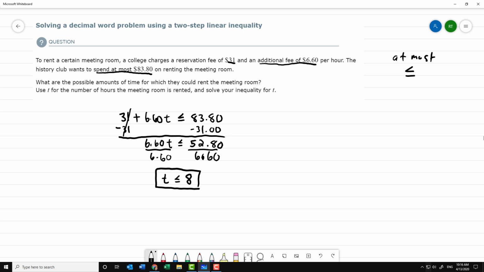So you can just rent it for any number of hours. 8 is the maximum, and anything less than that is okay. Because remember, in this case, they want to spend at most that much money. Okay, let's look at the next problem.